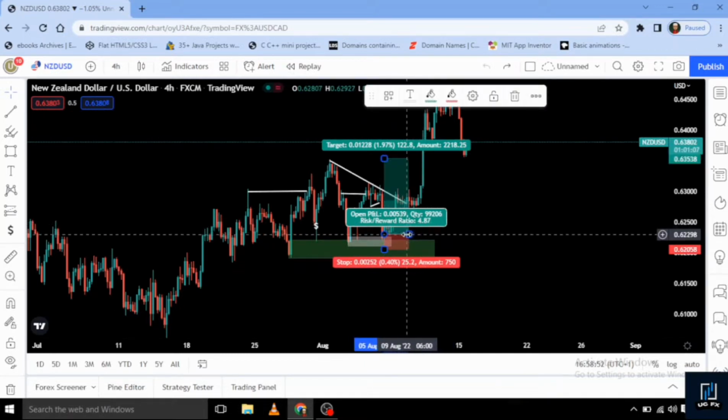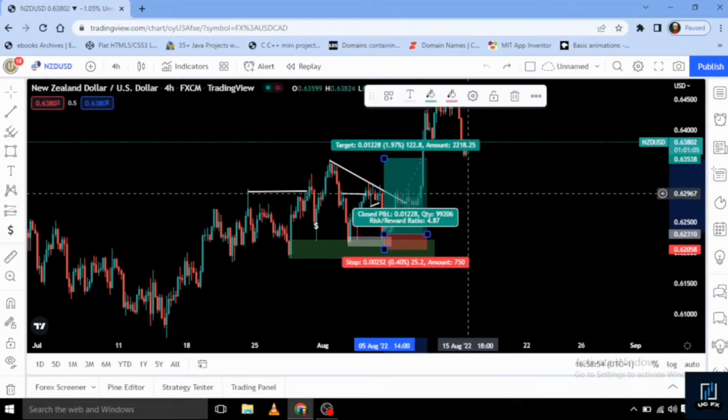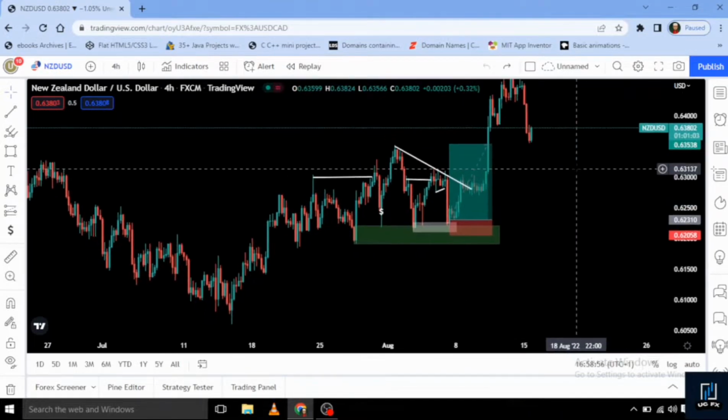So who wouldn't want to take this kind of trade? This is basically what you get if you understand these liquidity concepts. So I'm going to be making one more example before I call it a video or a day, whatever.